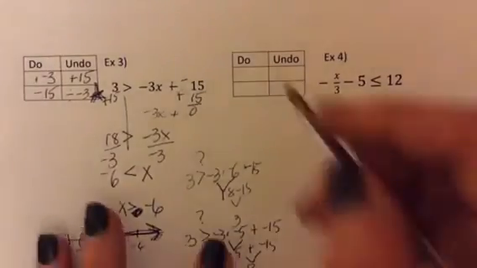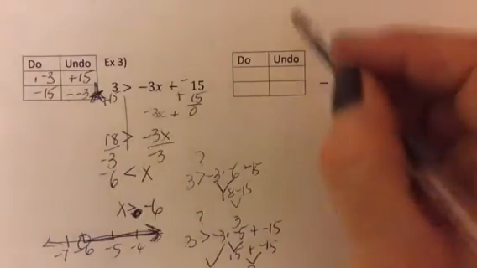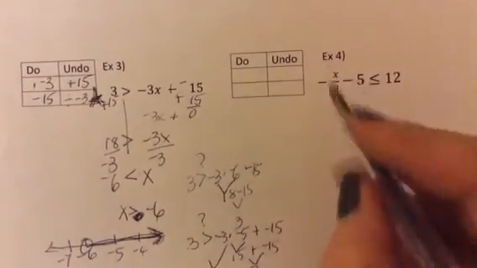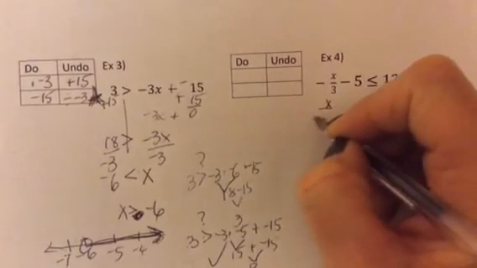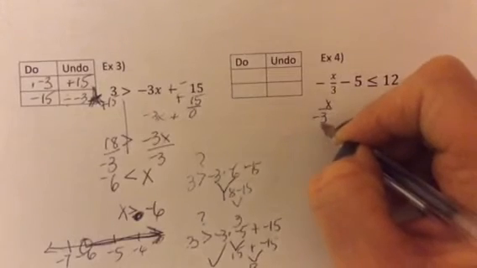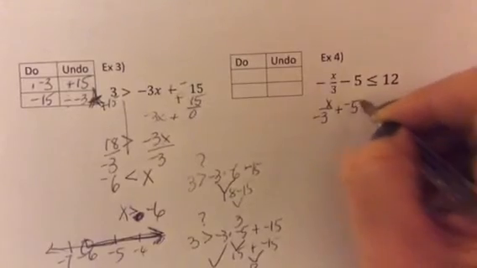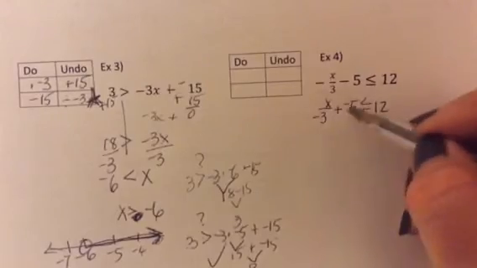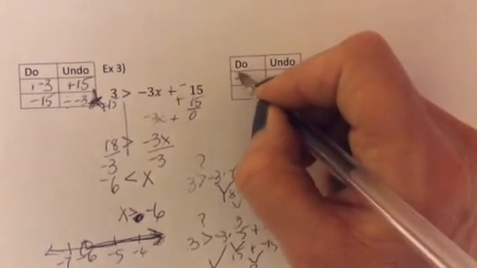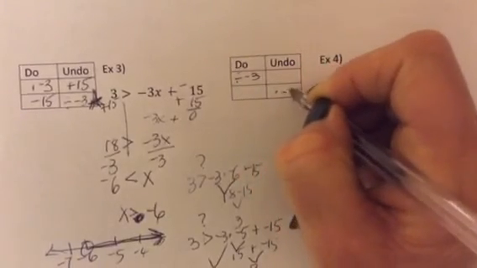All right, last one. Now on this one we have to be really careful because remember, we don't want a negative x in our solution alone. We want a positive x. So we can move that negative symbol down to the 3. So we're dividing x by negative 3. And I'm going to go ahead and change that to plus negative 5, less than or equal to 12. So order of operations says we would divide by negative 3, so we multiply by negative 3 on both sides.